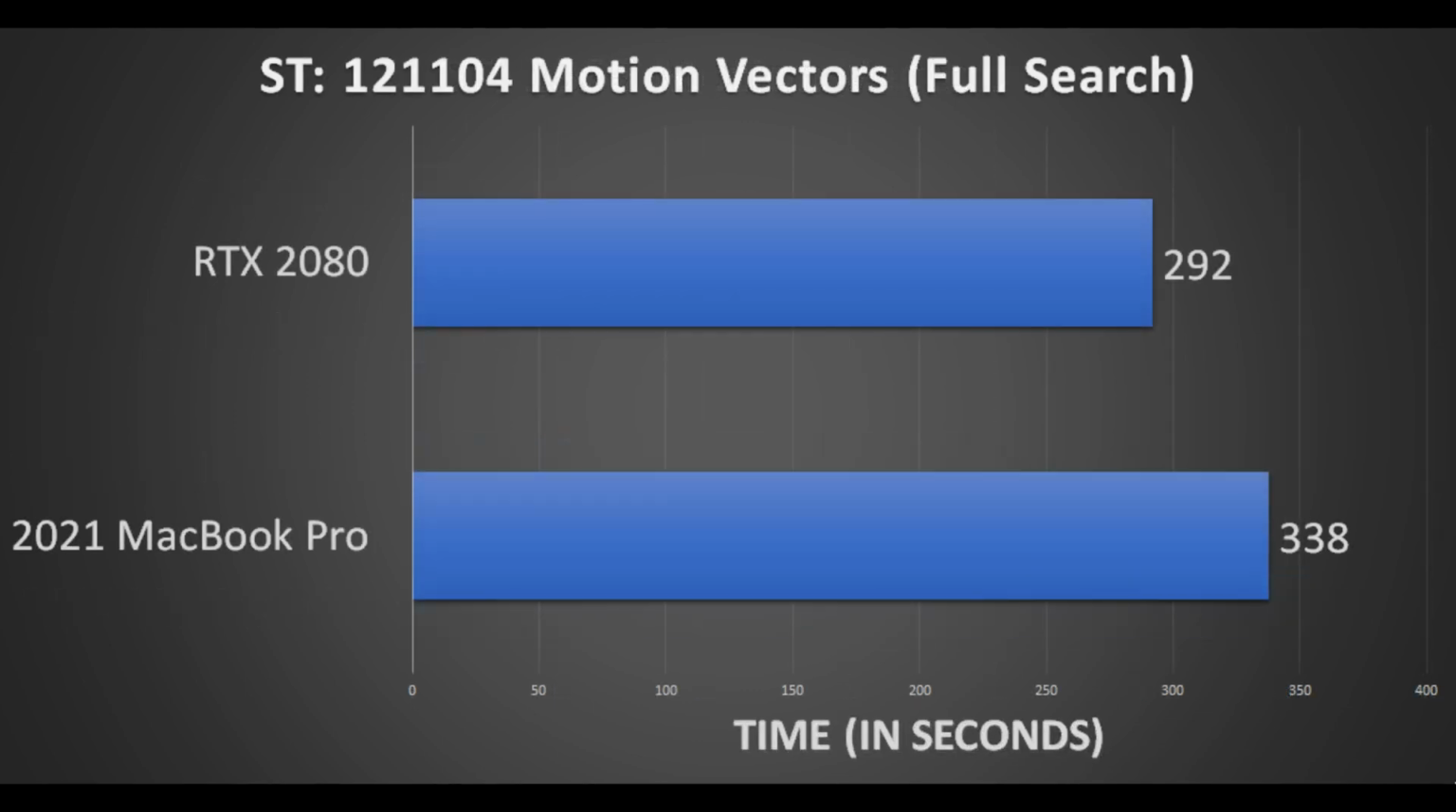On the second graph here, I have the 2021 MacBook Pro compared with the RTX 2080. The analysis here is with a full search, meaning no limit on speed or position angle, and this amounts to around 121,000 motion vectors for this particular data set. So with a longer search time, we can get a better comparison between the two hardware profiles. So as you can see, it took 338 seconds for the 2021 MacBook Pro, compared with 292 seconds for the RTX 2080.